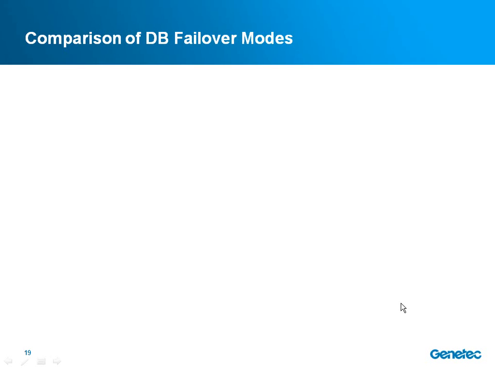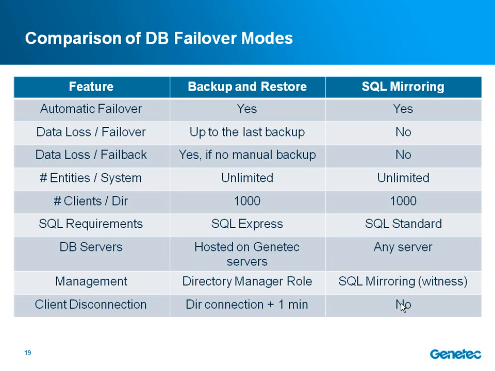So before we move on to the configuration section, let's just take a brief look at a comparison between the two types of database failover. Both of them fail over automatically and have an unlimited number of entities per system and can support 1,000 clients per directory.